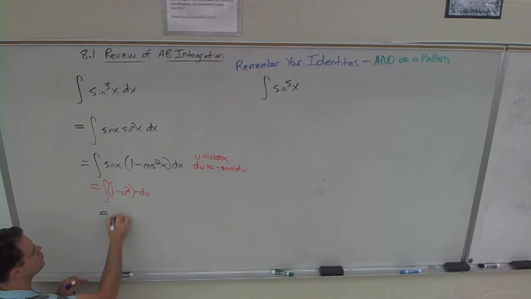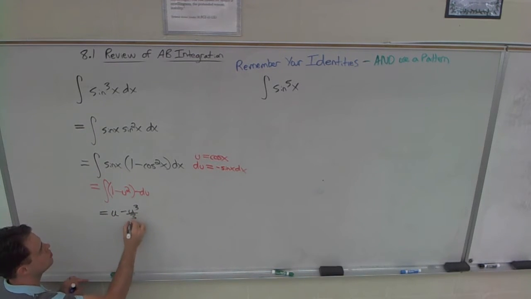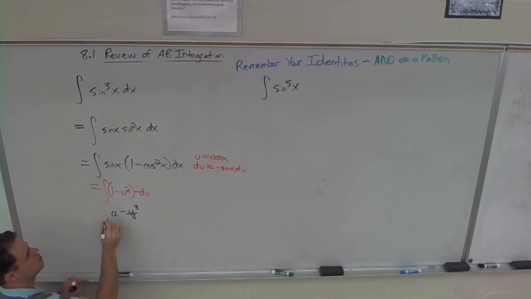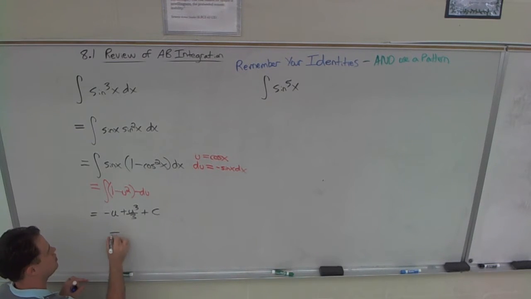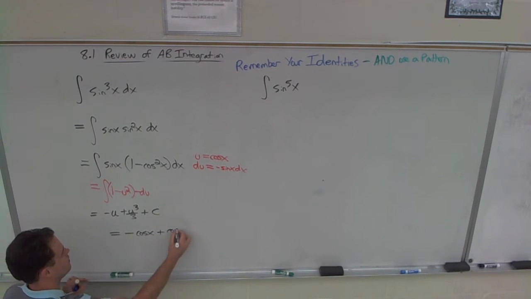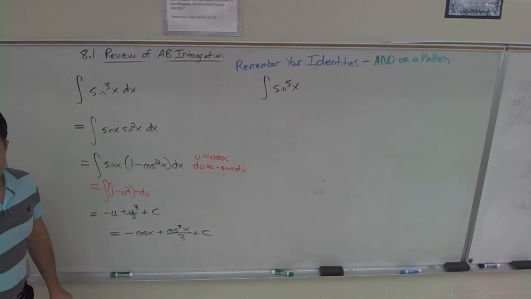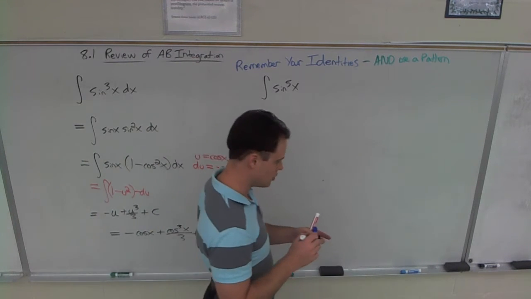The integral of 1 is, of course, a variable, minus u cubed over 3. Oh, I forgot about this minus, right? Better distribute it. Plus c. So you stick u back in, and you get the integral for sine cubed. So there's a new integral.